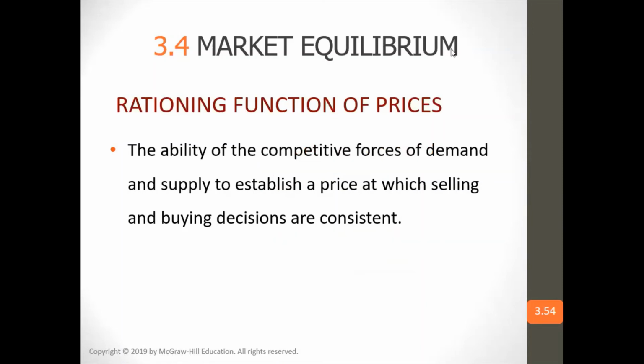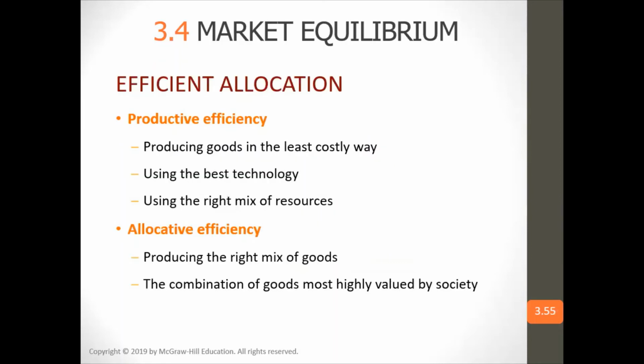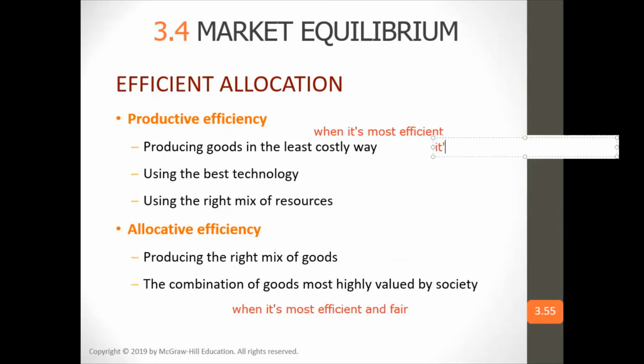So the rationing function of prices is the ability of the competitive forces of demand and supply to establish a price at which selling and buying decisions are consistent. Productive efficiency is producing goods in the least costly way, using the best technology, using the right mix of resources. So productive efficiency is when it's most efficient. And then allocative efficiency is when it's most efficient and fair. Productive efficiency is still not fair. So you want to be allocative efficient.